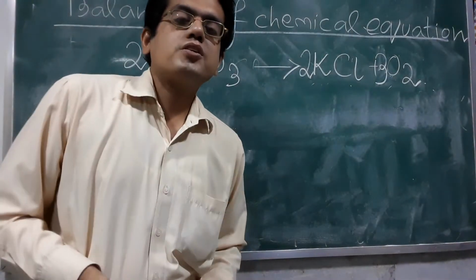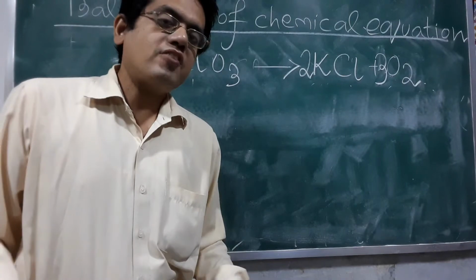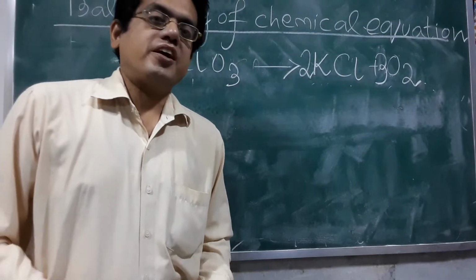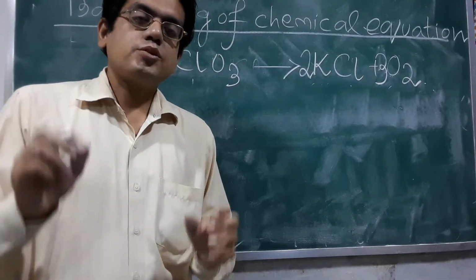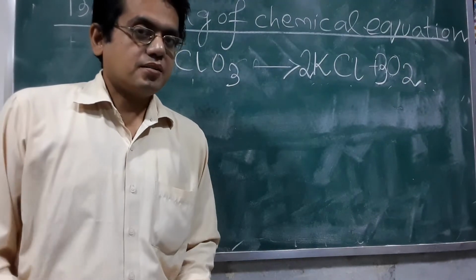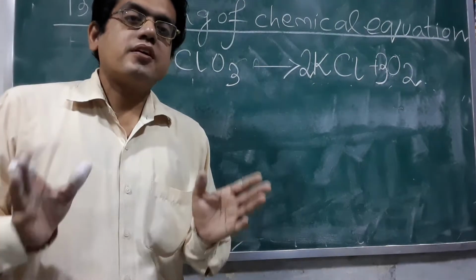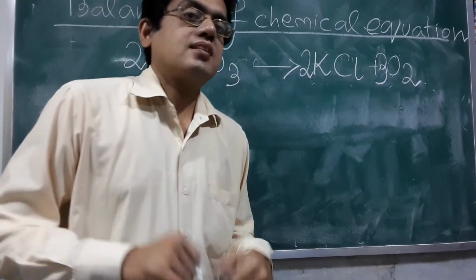Children, what you can do is, when you are balancing, please do it with pencil. And after you have balanced it, you can do it in fair. Means you can write the balanced equation with ink. But when you are balancing it by hit and trial method, I would recommend you to use pencil.